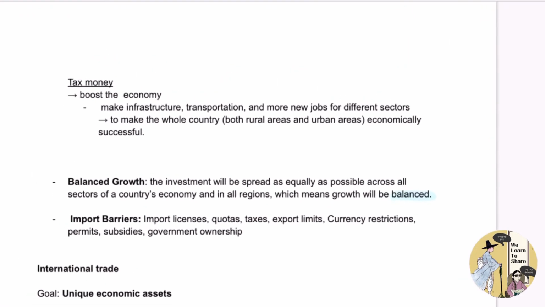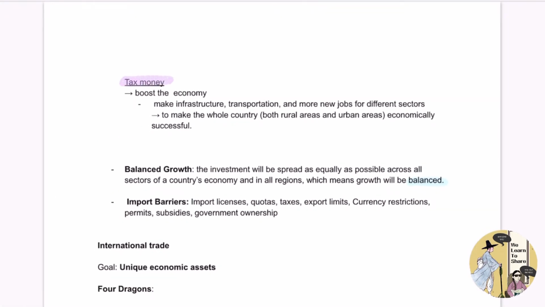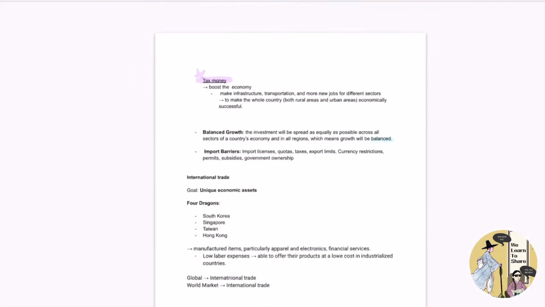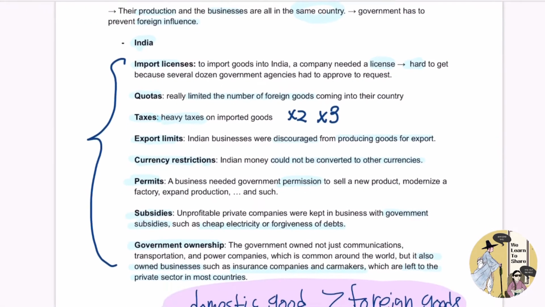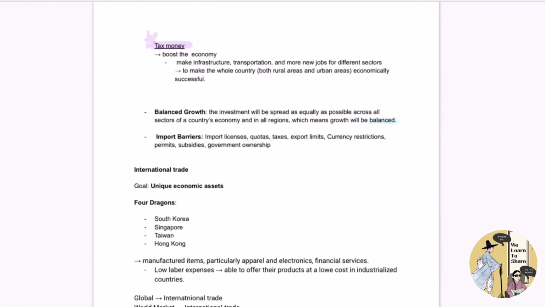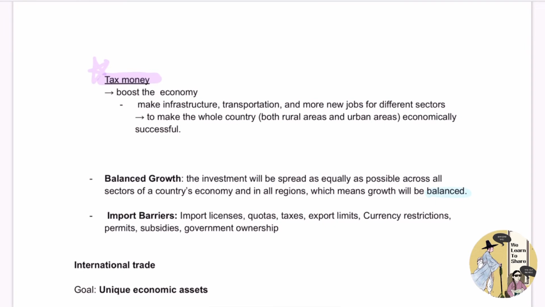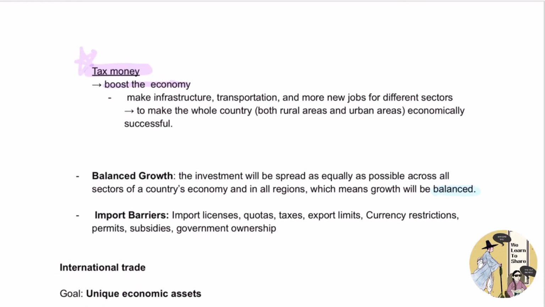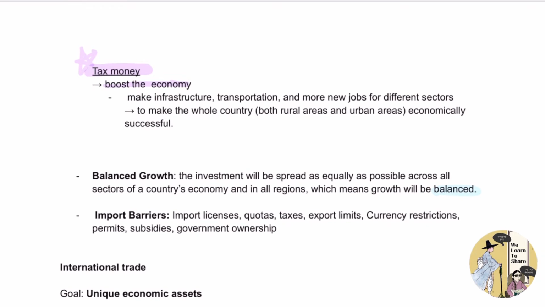And here, this is the really important one: tax money. As I said, taxes. I said that they had very heavy taxes on imported goods. So, the government used tax money and import tax money to boost the economy of the whole country. Maybe they make infrastructure, transportation, and more new jobs in different sectors to make the whole country, both rural areas and urban areas, economically successful.